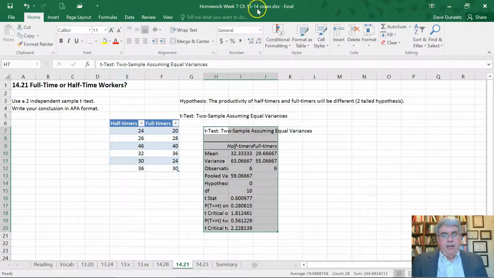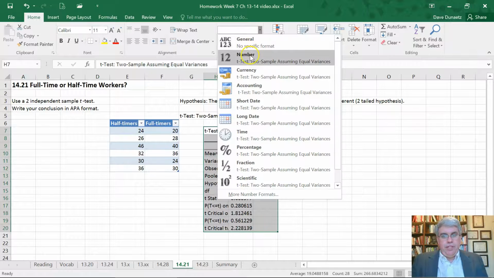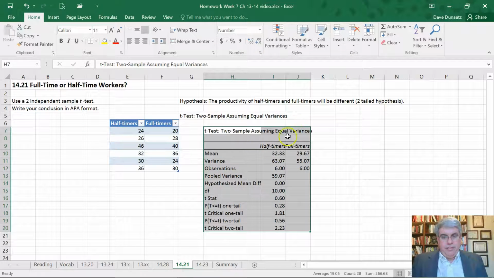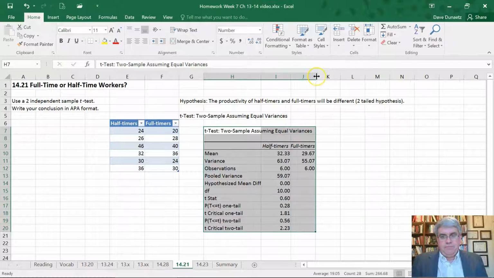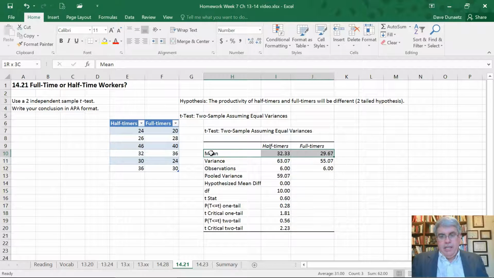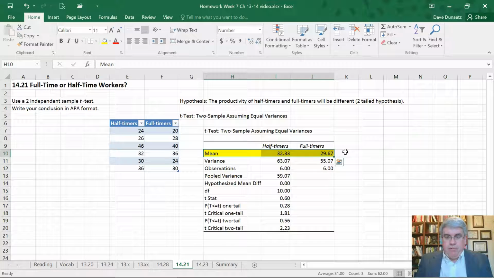And let's round off the numbers to number format. Let's make this wider so we can tell what's going on. And let's see, what do we have? So we have the mean is 32.33 for half-timers versus 29.67 for full-timers. So the half-timers in the sample are more productive.